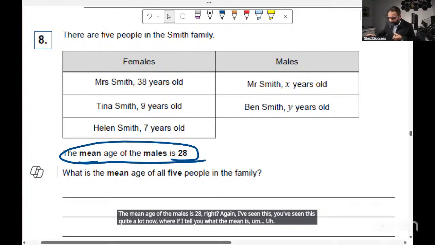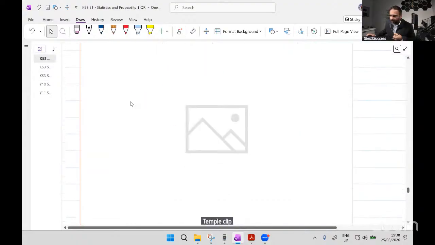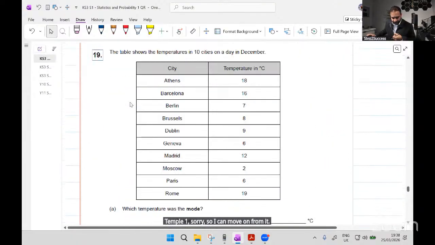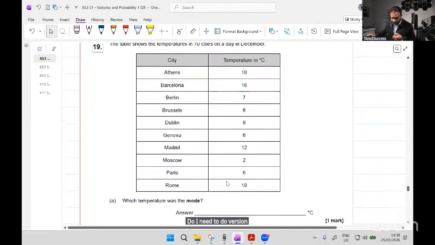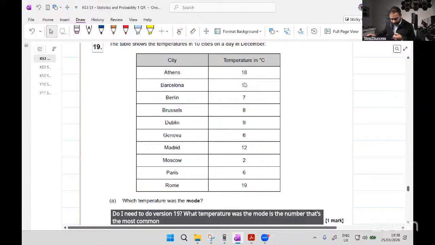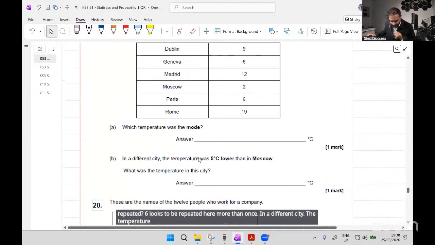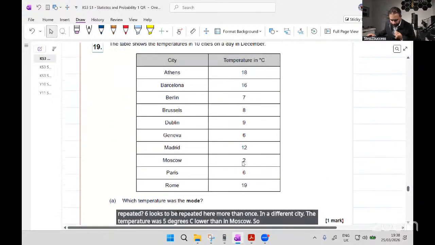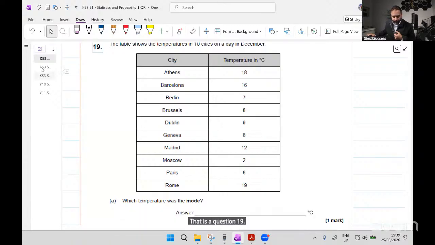I'm just going to have a look at what question 19 is on booklet 1, just so I can move on from it. Do I need to do question 19? Which temperature was the mode? It's the number that's the most common here. So you have to look through this and see if any repeat. 6 looks to be repeated here, more than once. In a different city, the temperature was 5 degrees C lower than in Moscow. So in Moscow, it was 2, 5 degrees C lower than that. You take away 5 from that number. That is question 19. Done. You go back to that.